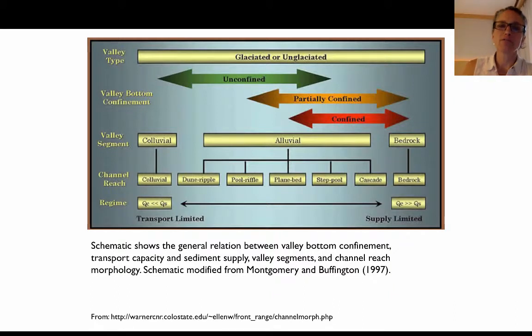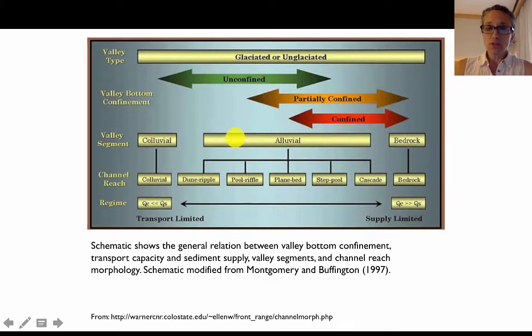Okay, so here is a really nice diagram from Montgomery and Buffington that kind of helps classify these different types of geomorphic units and how they fit into different types of channels. So we start at the top with the type of the valley, and it could be glaciated or unglaciated. How confined is the valley? Is it unconfined, partially confined, or confined? So if the valley is confined, we're in that bedrock or potentially alluvial. Oh, so what valley segment? Is it more colluvium in the valley, or is it alluvial, meaning it's material that's been worked by the river, or bedrock?